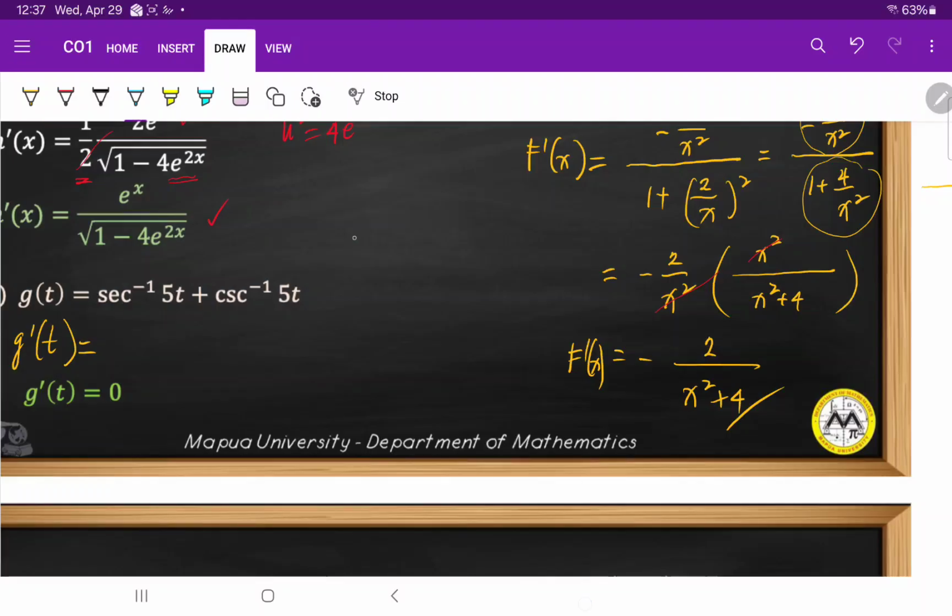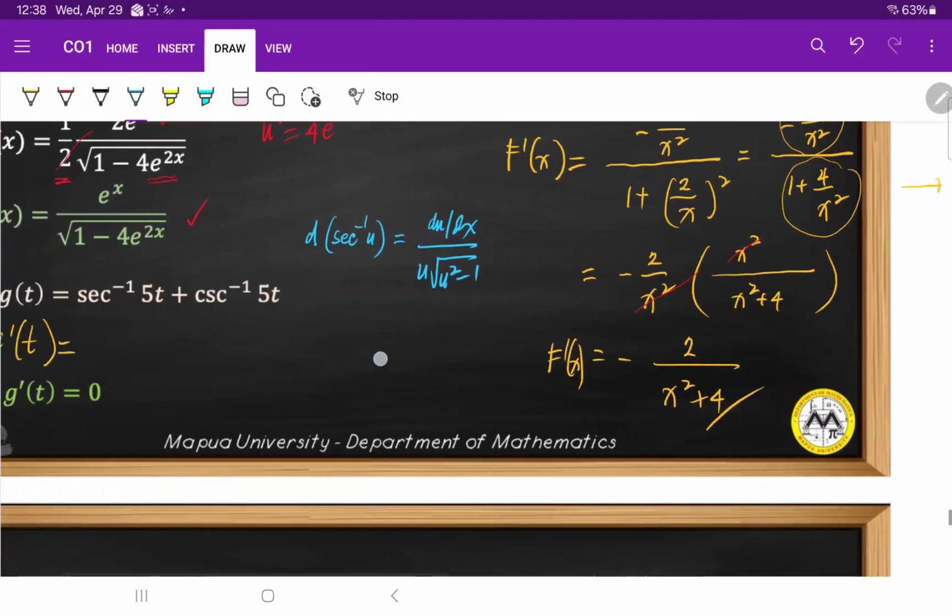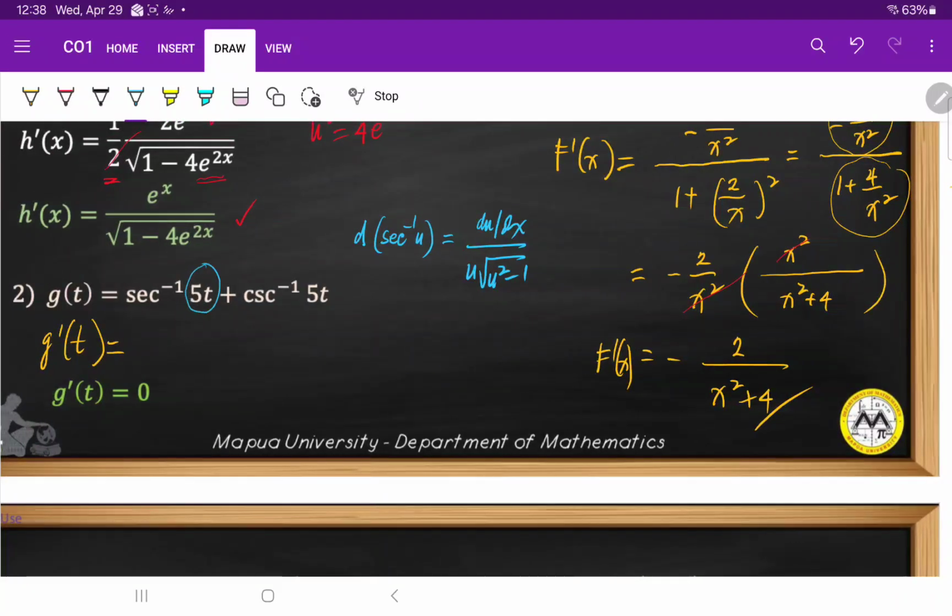You have, let's write it down here. The derivative of arc secant u is equal to, let's put it somewhere here. The derivative of arc secant of u is du dx over u square root of u square minus 1. So, your u is 5t.